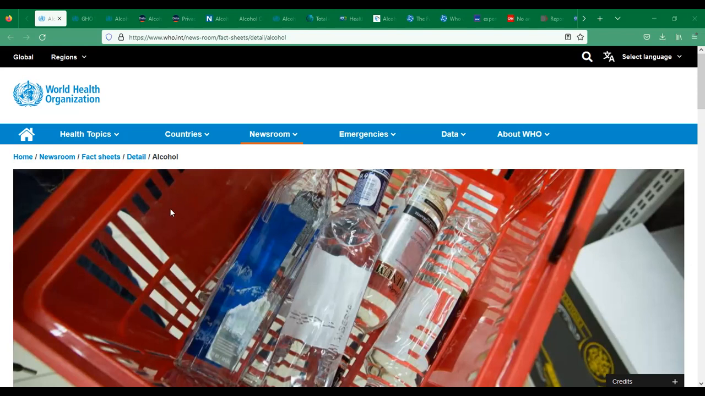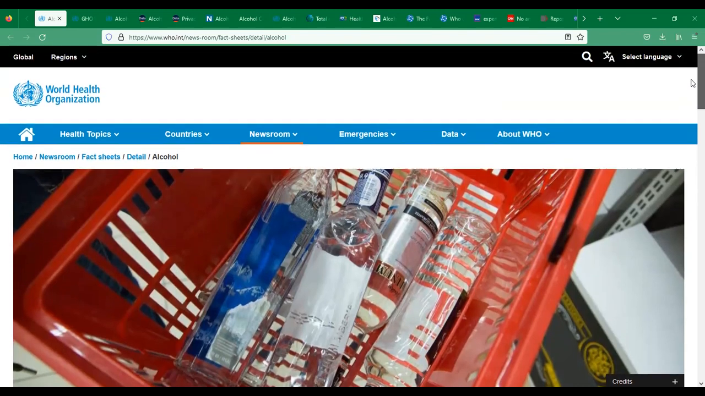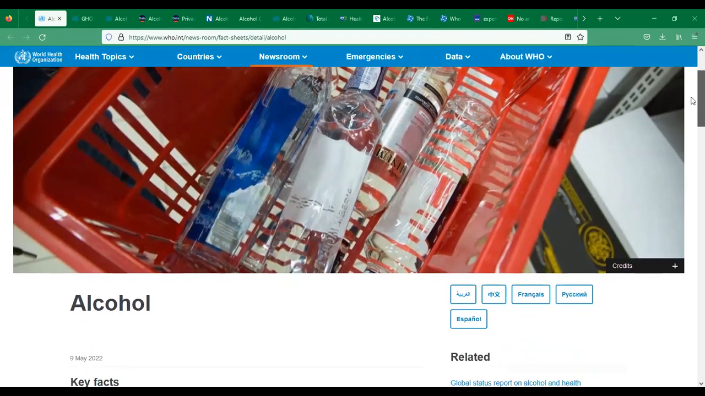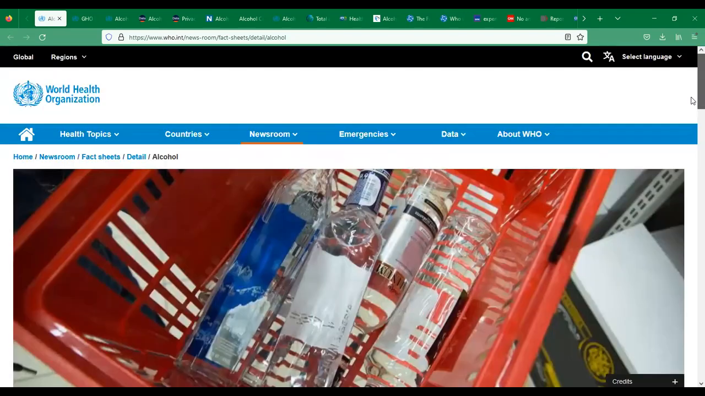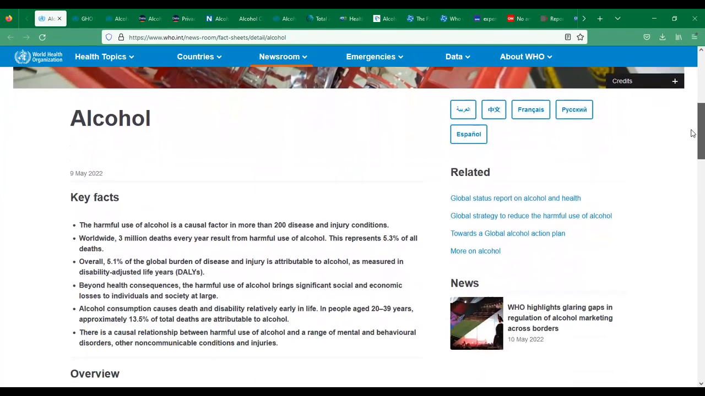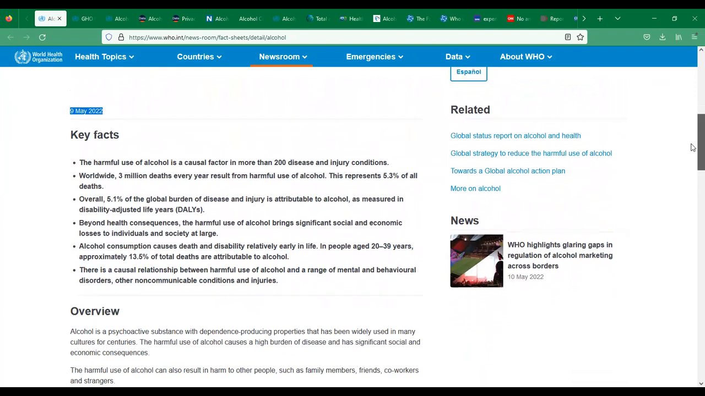So now we're looking at data from the World Health Organization. The World Health Organization provides data across different topics and across different countries. Let's first look at a brief summary, or let's say key facts. So even though it says May 2022, that doesn't mean that the data is fresh, or let's say more recent.